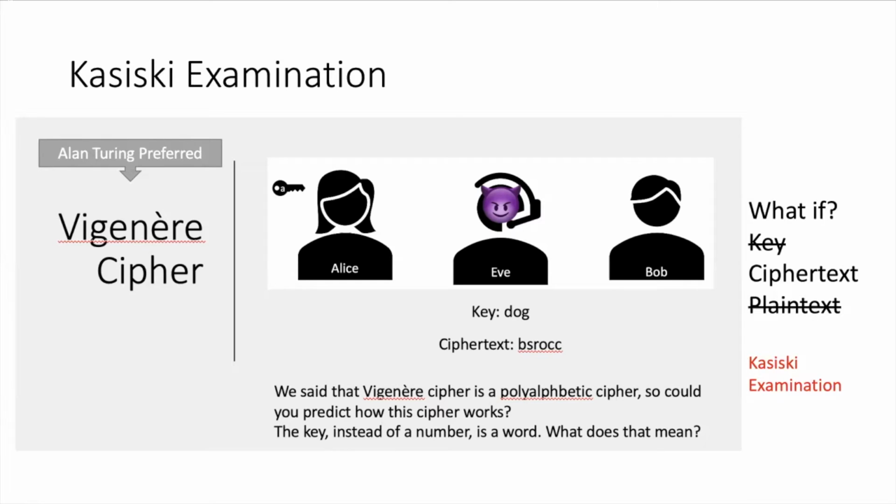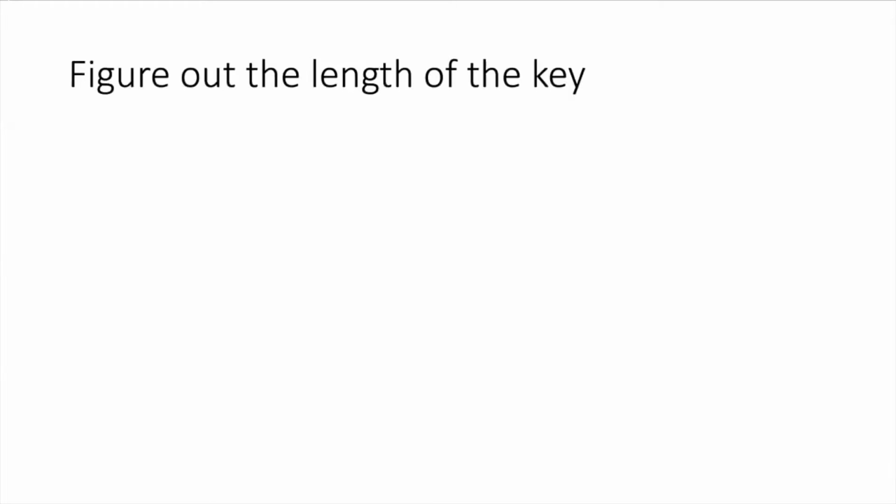Now let me introduce you to Kasiski's examination. From that examination, we could determine the plain text. We could decode the Vigenère cipher, only knowing the ciphertext for some cases. So the most important thing here is to figure out the length of the key.